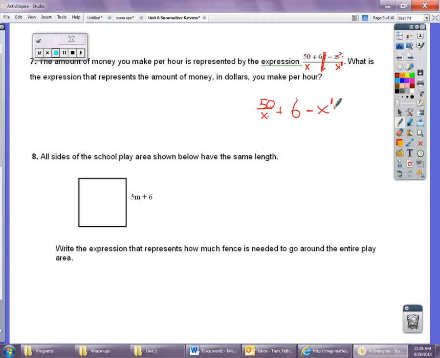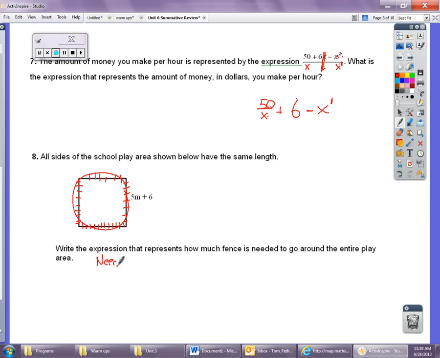Question number 8. All sides of the school play area are shown below. They have the same length. Write the expression that represents how much fence is needed to go around the entire play area. Well, the fence is going around the play area. We're not finding the area just because it says play area. We're trying to find, there's my fence, it's going around the outside. So we need to find the perimeter.